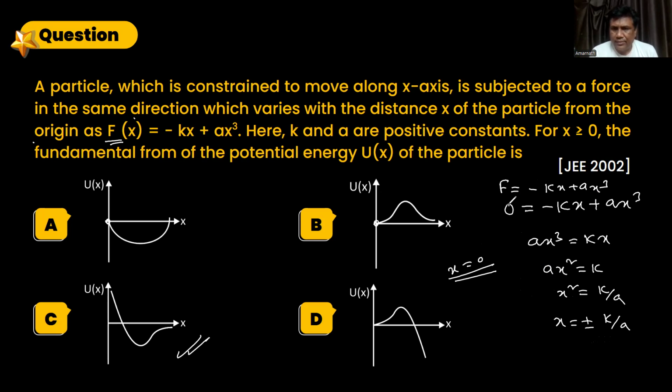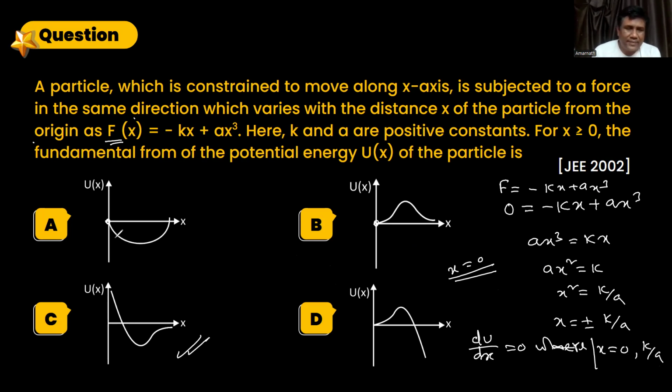So force is 0, means du by dx is 0, where x equal to 0 and x equal to plus root of k by a. We do not require x equal to minus root of k by a because we don't have that negative quadrant graph. So du by dx equal to 0 where x equal to 0 and k by a. These are the 2 points.